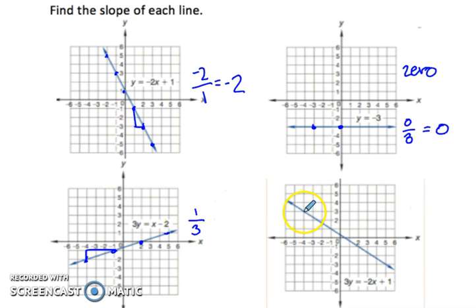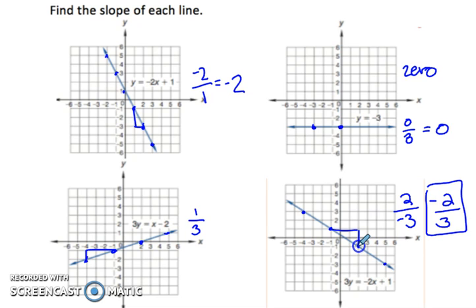On this one, let's go ahead and pick some points. So here, here, here, here. All right, I'm going to pick this point to start at. I could go up, and so that would be +2, and then I would be going left 3, which is a negative. So I have 2/-3, which again, it looks a little weird to have a negative in the denominator, so I'm just going to call that -2/3.